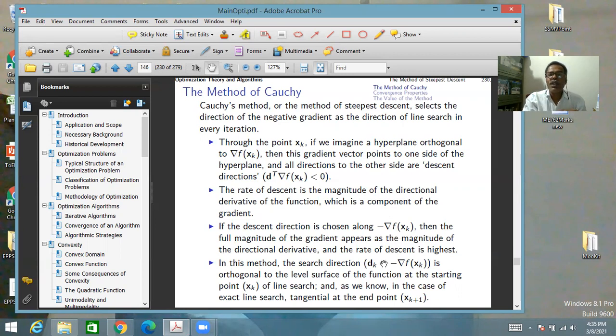And so we know that at the starting point of the line search, the negative gradient is orthogonal to the level surface. At the end of the line search, if it is an exact line search, then there it will be tangential. So along the same direction we are proceeding for line search, and the level surfaces from the start of the line search to the end of the line search actually turn through a right angle. So this much we know in the background.